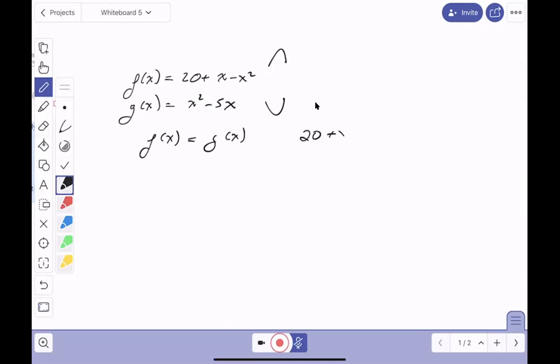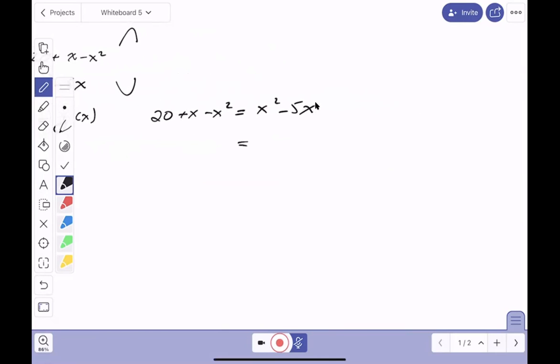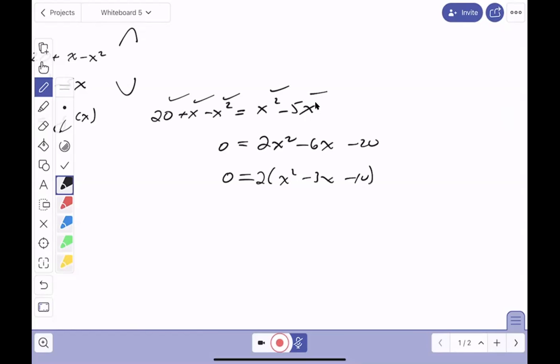20 plus x minus x squared equals x squared minus 5x. Well, I got to do this, right? So this is going to be 2x squared minus 6x minus 20 equals 0. And I'm trying to find the points of intersection. Where did you learn this technique? In Math 119. All right, so I'd factor a 2 out. This would be x squared minus 3x minus 10.